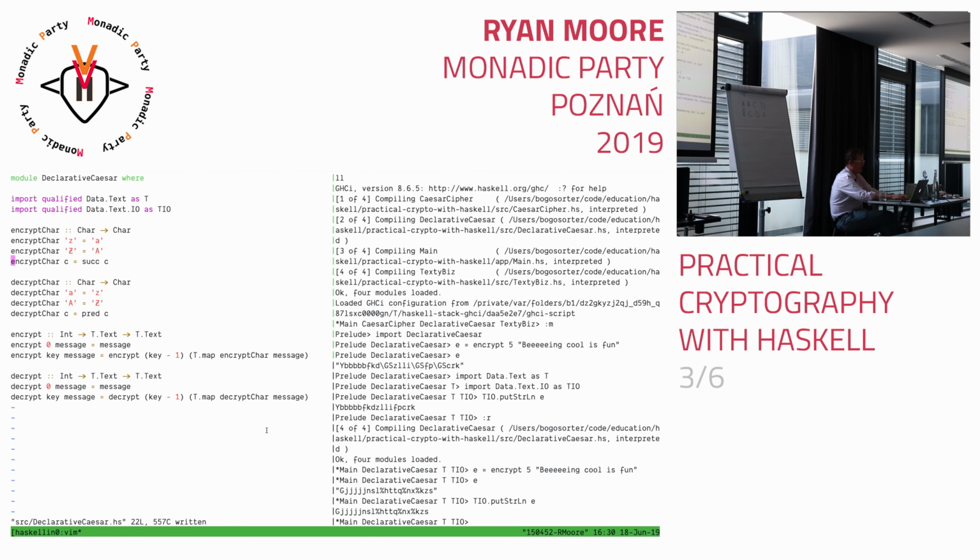Okay, let's get started again. Okay, so here I have another solution to our Caesar cipher problem. We do some pattern matching on values to handle some wraparound.